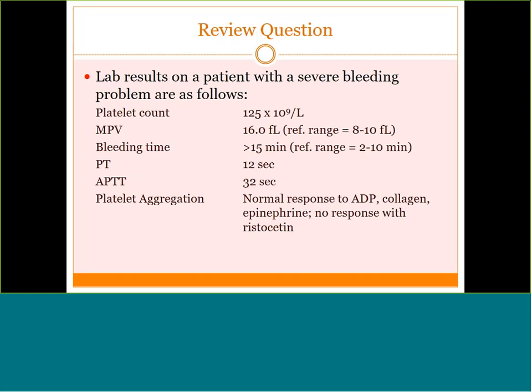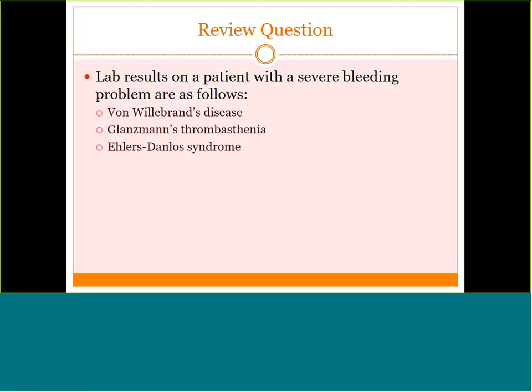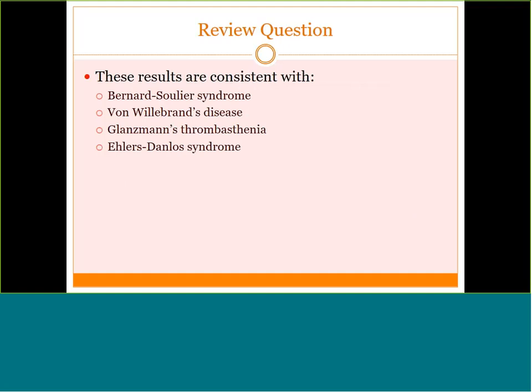All right, some review questions. So we have some lab results here on a patient with a severe bleeding problem. So take a look at those, figure out what's abnormal. So when I look down it, I can see that we have a low platelet count. It's 125. That's less than 150. MPV, mean platelet volume. That tells us the size of our platelets. Well, if it's a size of 16, that's above reference range. That's telling me I have giant platelets. Your bleeding time is prolonged. Your PT and PTT are normal, and then platelet aggregation, everything's normal except the ristocetin. So hopefully you already have your answer, but this is a great example of Bernard-Soulier syndrome.